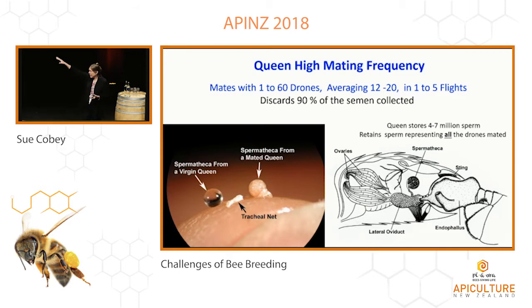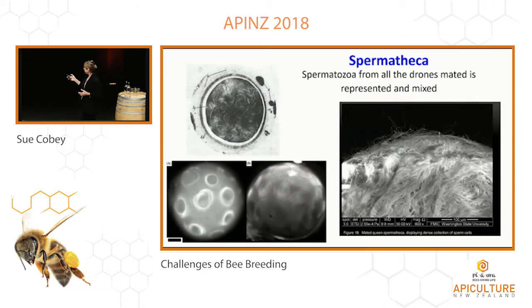If you look at that mating flight, that's high risk to go out there and mate with all these different drones. You might get eaten by a bird or a dragonfly or something. And then she discards the majority of that semen she's collected, just so she can have that diversity, a little bit from everybody. So the semen's pretty well mixed in there. It's not layered. It's pretty well mixed. Amazing organ, the spermatheca.